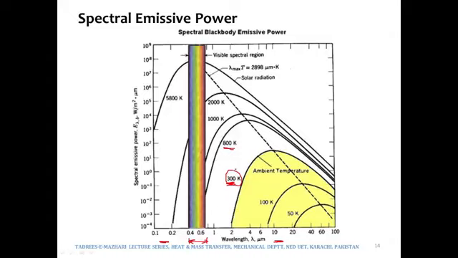Now, let's say we have a piece of iron at 300 Kelvin. And if we have that piece of iron left in a dark room, would we be able to see it by virtue of the radiations emitted by that piece of iron?